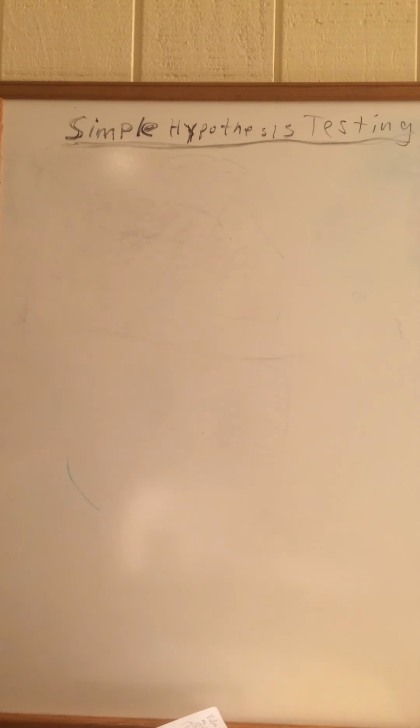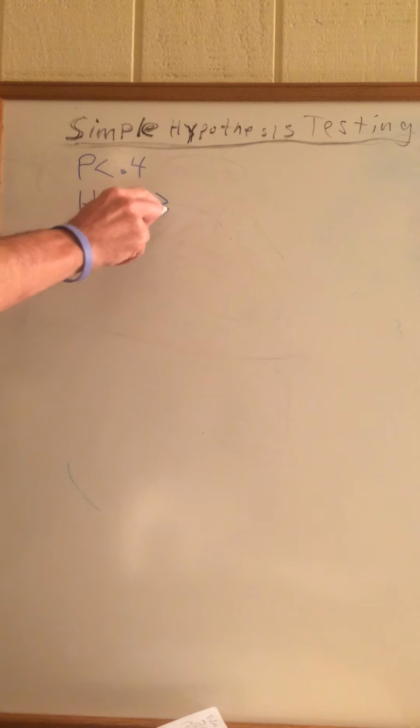I'd like to do a quick review of simple hypothesis testing before we move into some more complex design of experiments. First, let's assume that we have a hypothesis that the population proportion is less than 0.4. That's our claim. That is our hypothesis, our best educated guess.